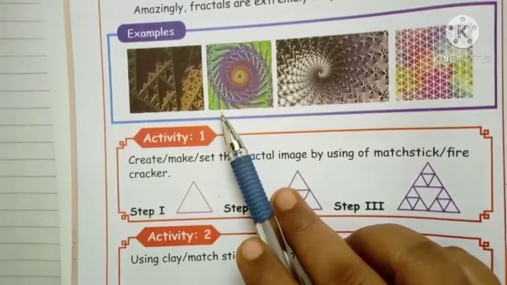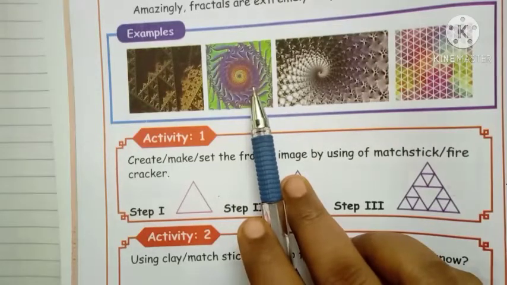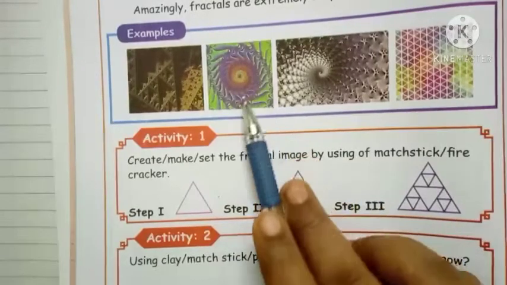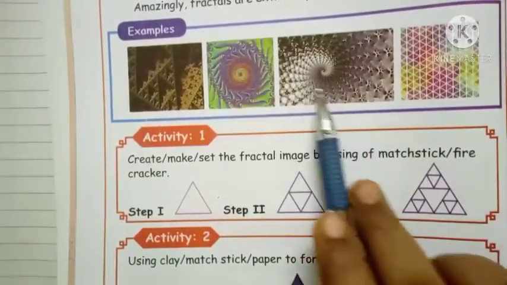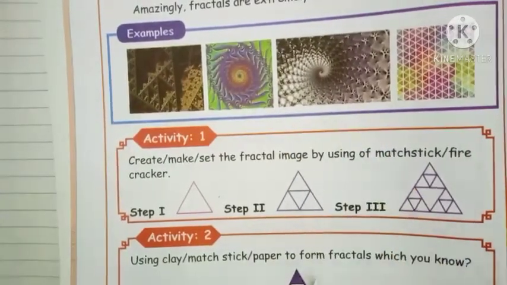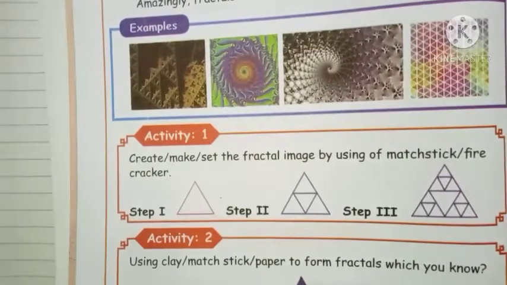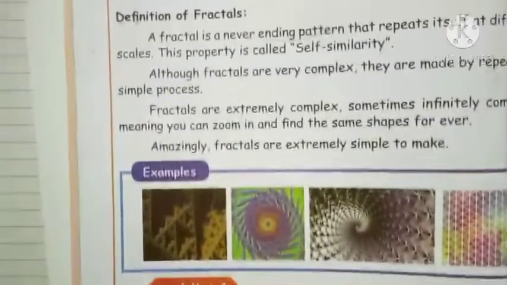So this picture is saying infinitely complex. Meaning you can zoom. You look at the picture. So this circle pattern is given to you. The circle pattern is continuously repeating. So you cannot find the end point. So this is called self-similarity. This is saying here self-similarity.